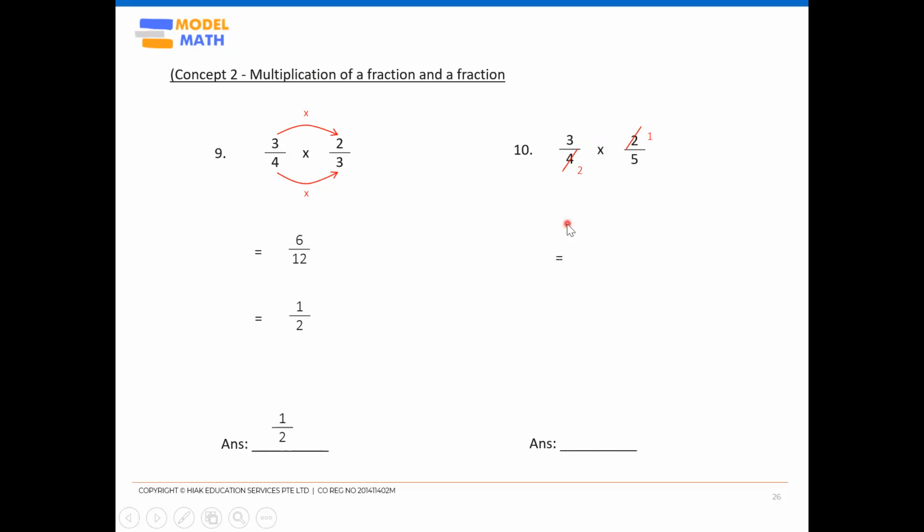So straight away, just take your top times top, bottom times bottom. So 3 times 1, and this one will be 2 times 5. That's it. Okay, so 3 out of 10 is already the simplest form. So you get the simplest fraction here.